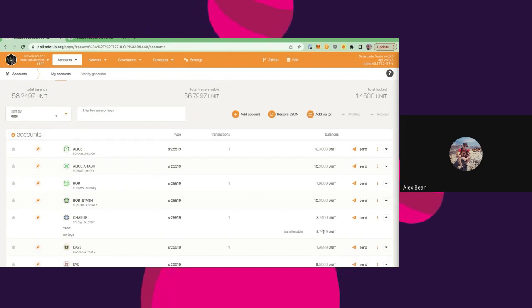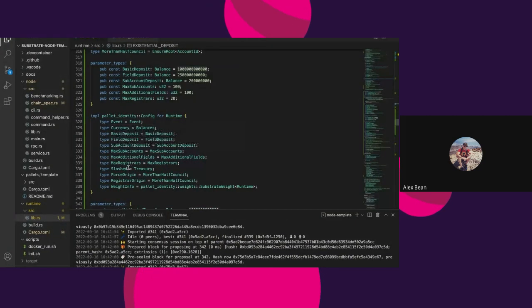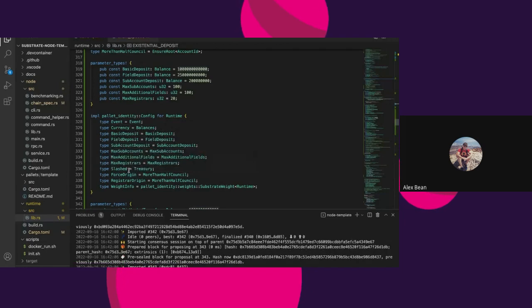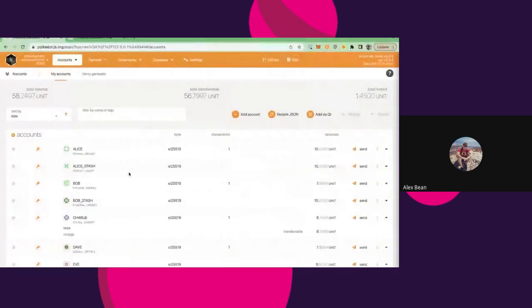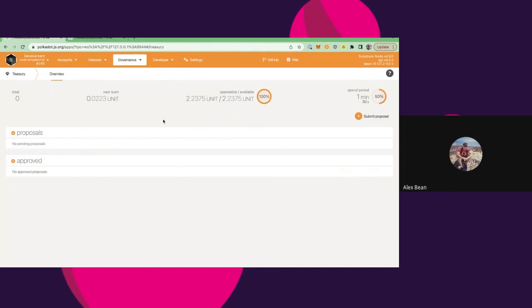When we implemented this pallet, the identity pallet, we said that when there is a slash in the reserve, it doesn't burn, it goes to the treasury. So we can go to the treasury now, and where we had like 1 unit, now we have almost 2.25, a bit less because of the fees.